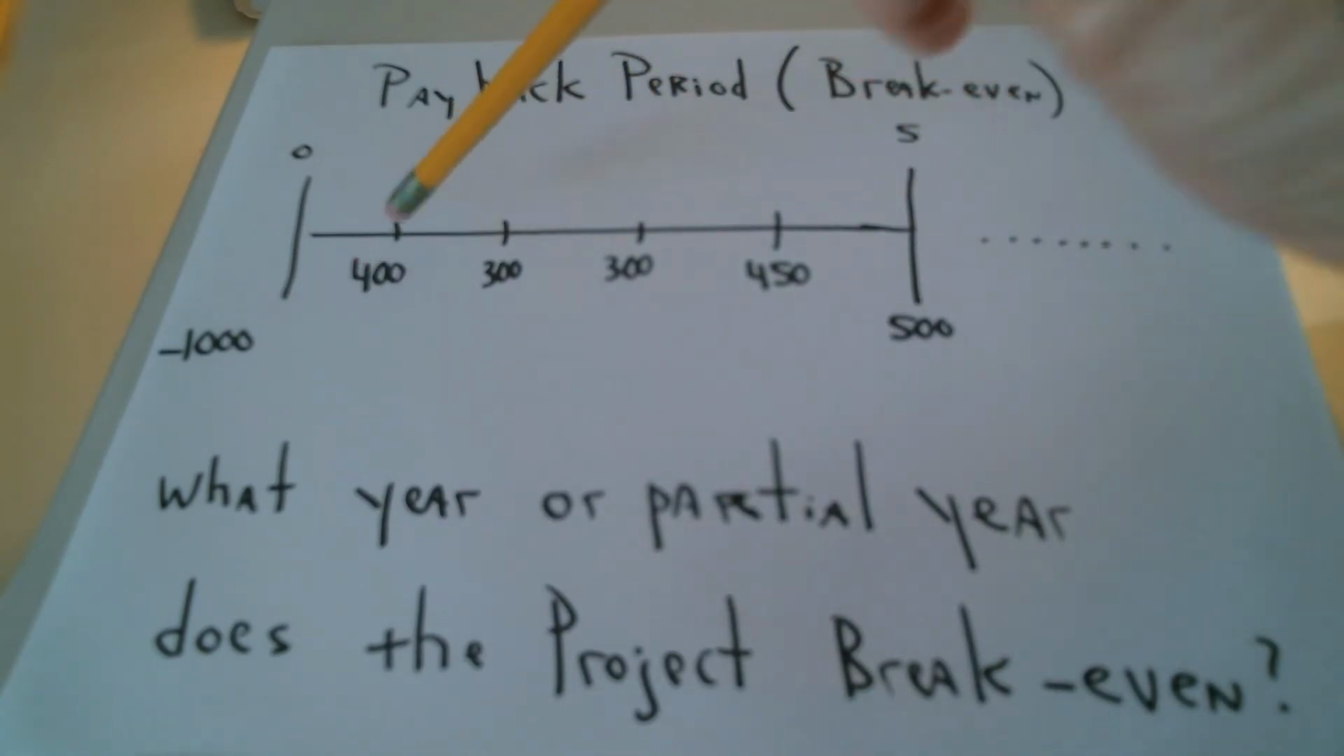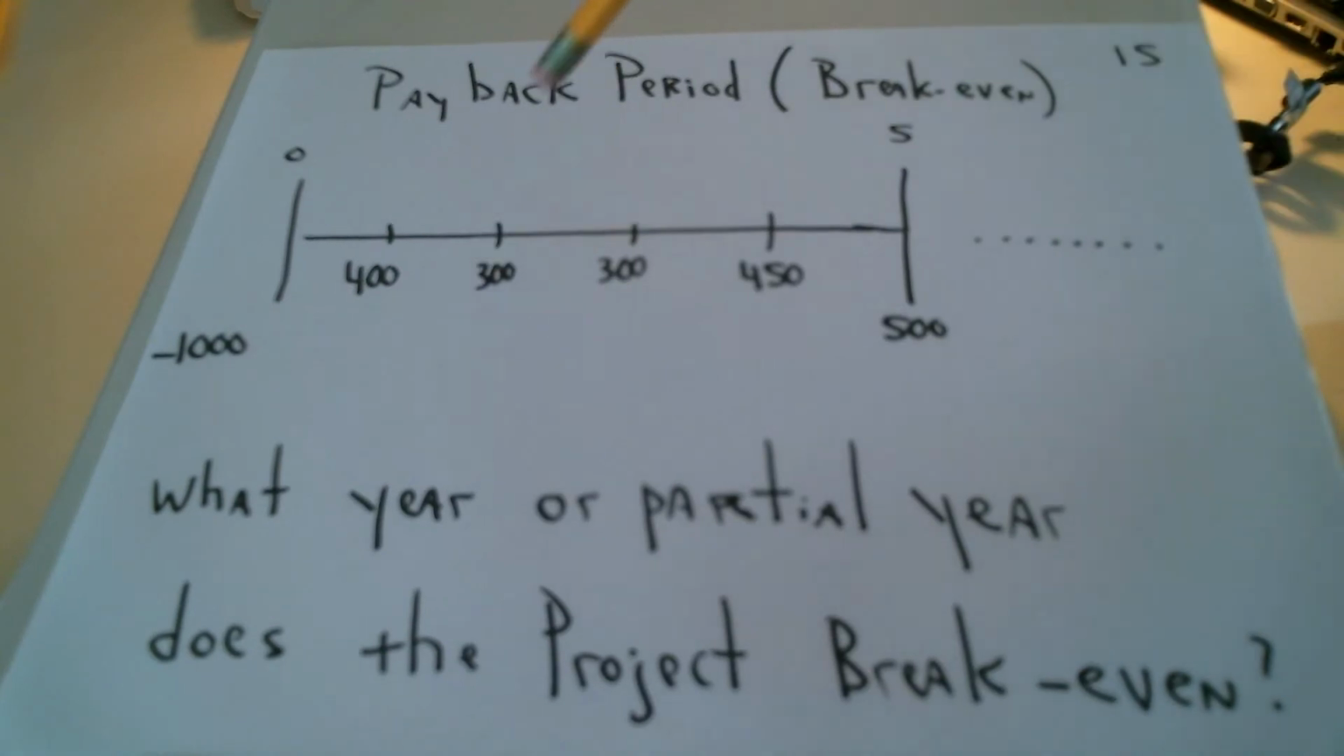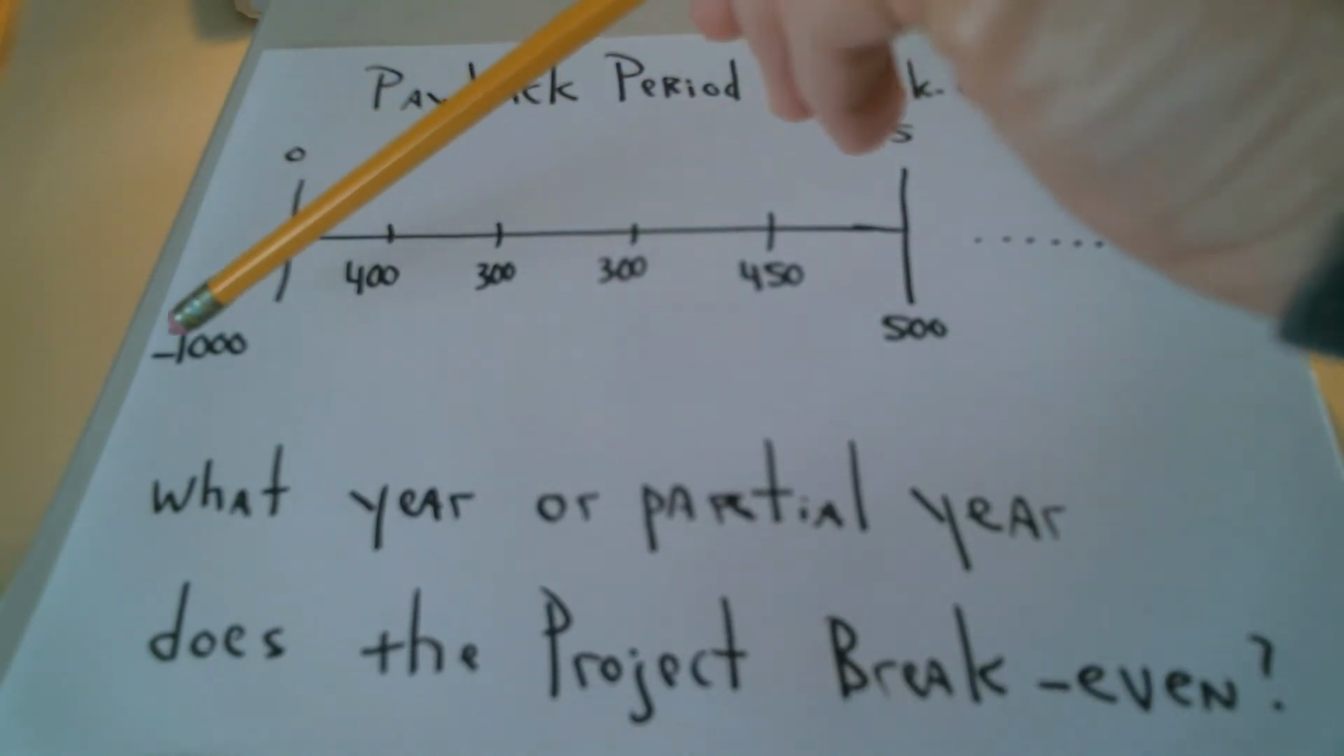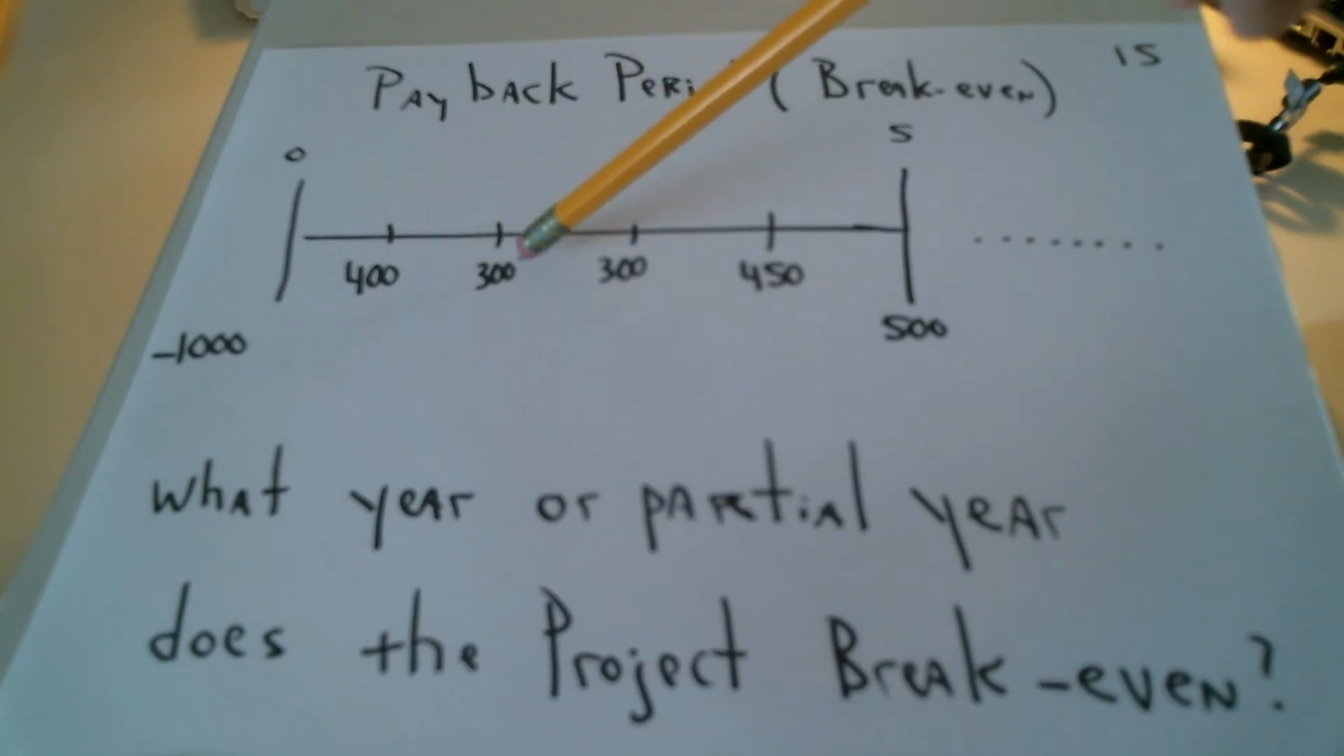First year, they'll pay us back $400. Second year, $300. Next year, $300, etc. How long does it take to get paid back? That's one way to look at it. The other way is if you were to invest in a project that costs $1,000, and you're getting these cash flows over the following years. When does it break even? How many years does it take to recoup the $1,000?